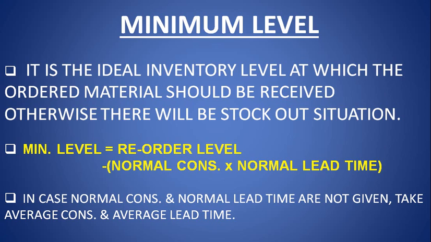Minimum level is the reorder level minus some consumption, then we reach the minimum level. What consumption? Normal consumption into normal lead time, and average consumption into average lead time. In case normal consumption and normal lead time are not given, take average consumption and average lead time.